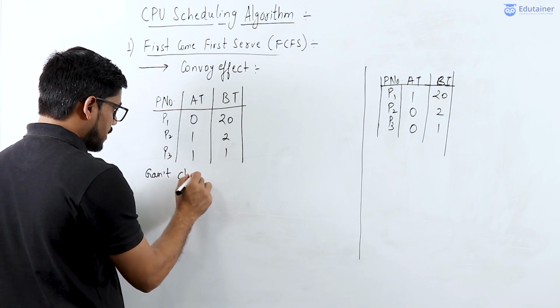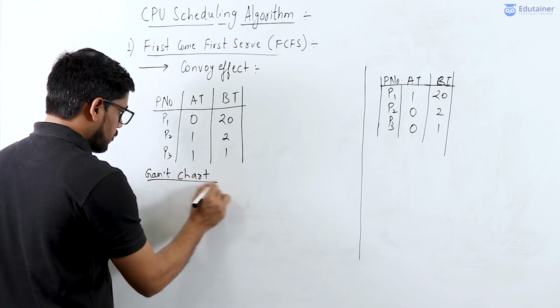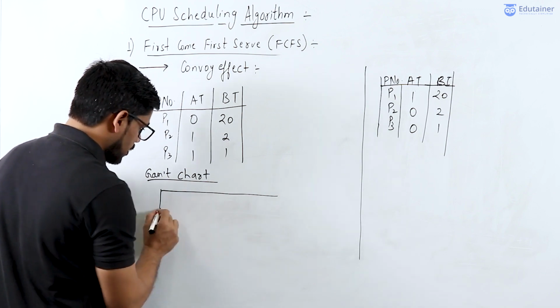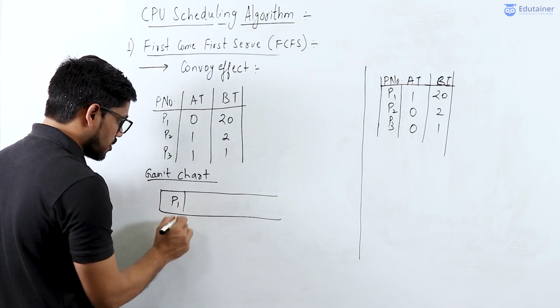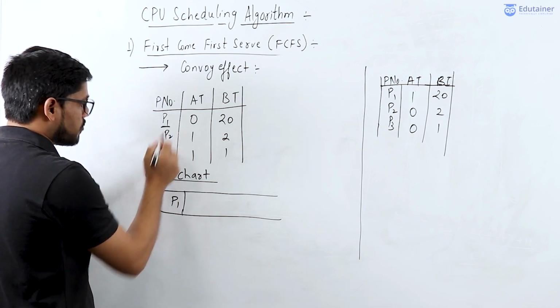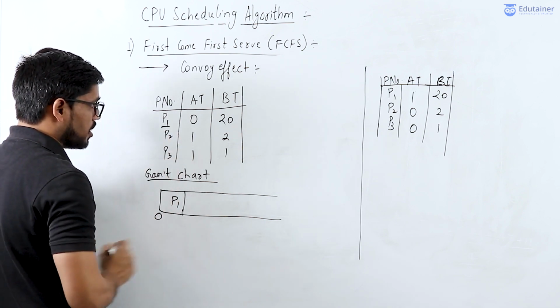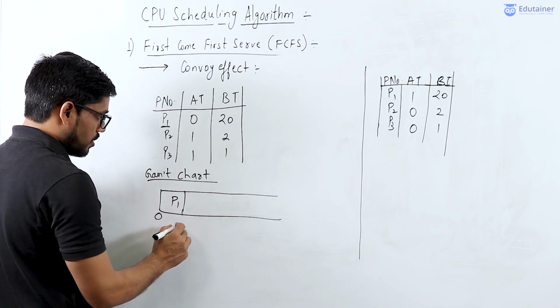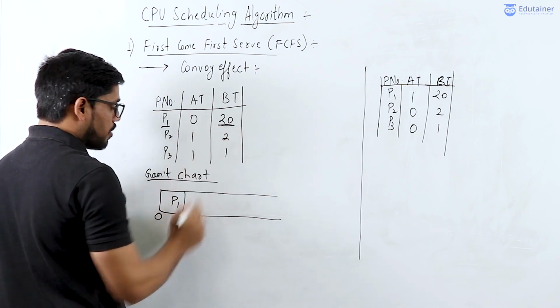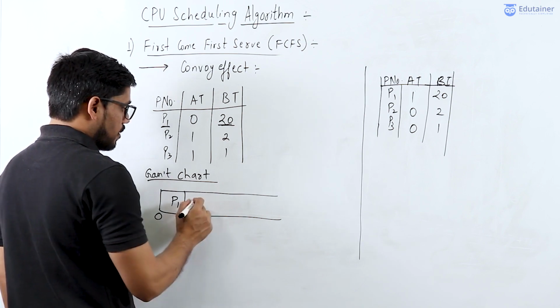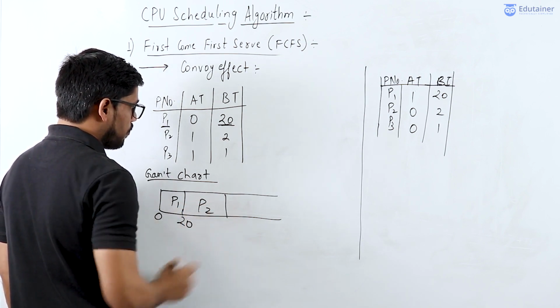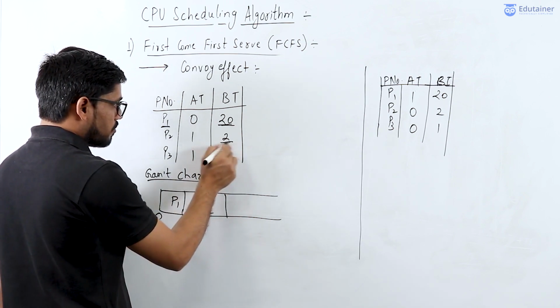First I will draw the Gantt chart. In the Gantt chart there are three processes. Process P1 arrives first, so I have to allocate the CPU to process P1 first. How much time does process P1 require? Process P1 requires 20 units of time, so 0 plus 20 is 20. Now the next process is process P2. How much time does it require? It requires 2 units of time.